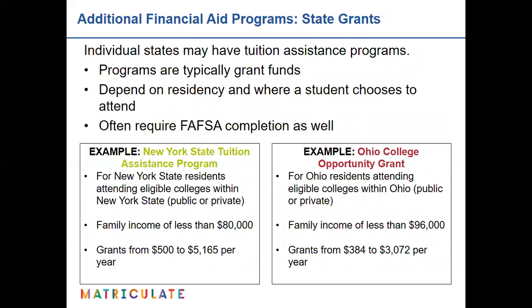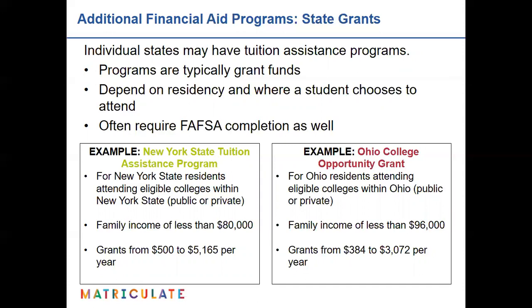Lastly, one of our other big sources of financial aid will be state grants. These are individual states that have tuition assistance programs and are typically grant funds. They depend on residency, so where a student lives will determine what state aid they will be eligible to receive. To be eligible for your state's grants, they will most often require the FAFSA as well. For example, there's the New York State Tuition Assistance Program.